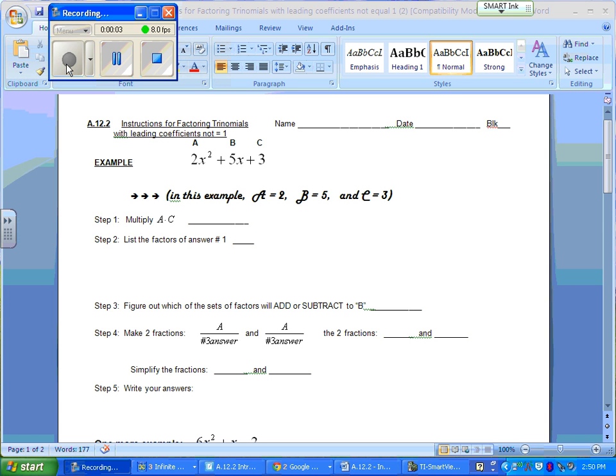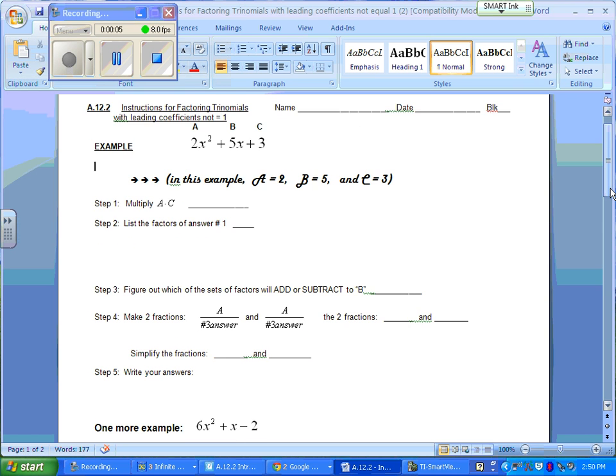All right, here are the notes for factoring. This time we're talking about if the coefficient is not 1. In fact, this will work if the coefficient is 1 as well. So if this value of a was a 1, it would work too. So we're just doing it one way this year.